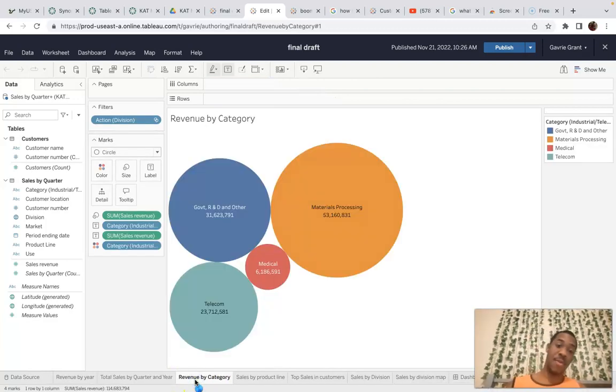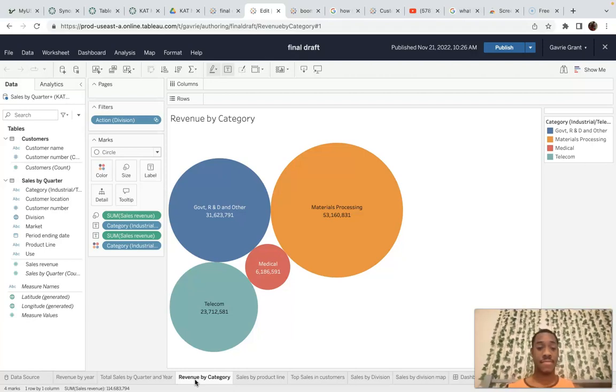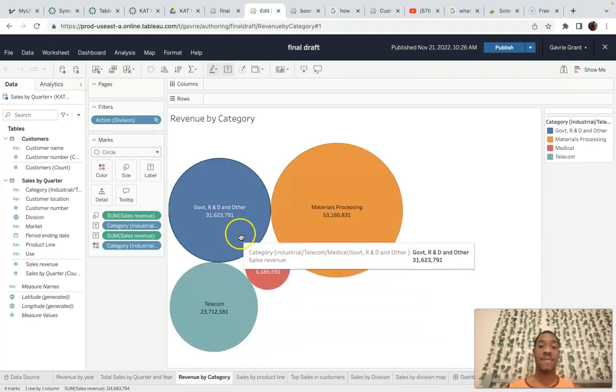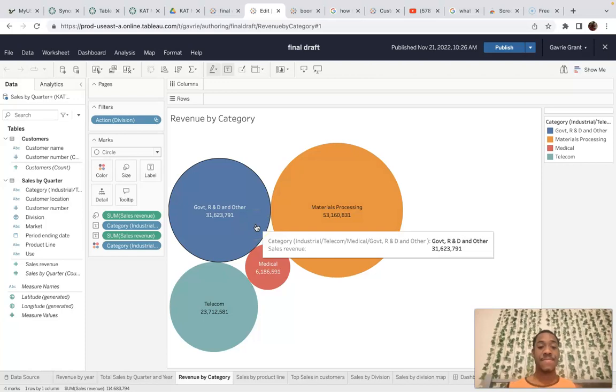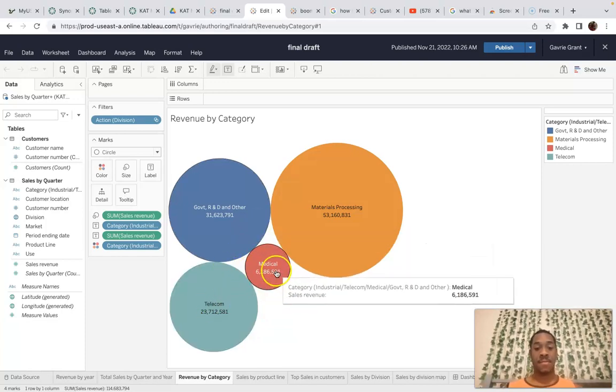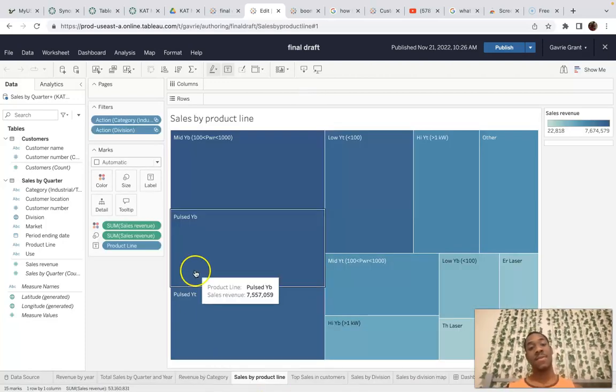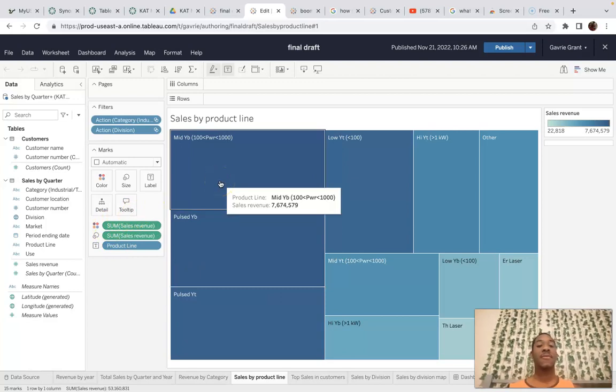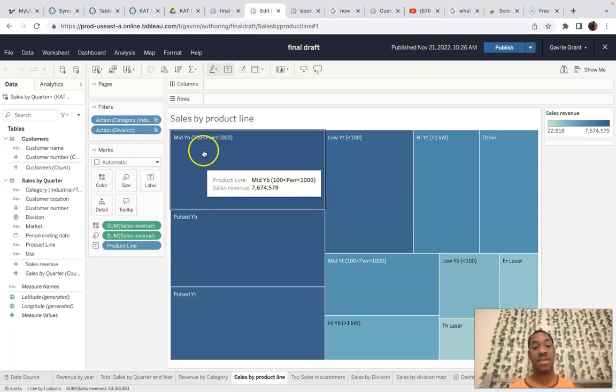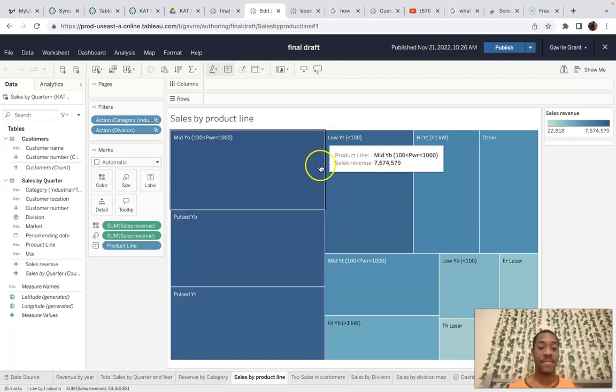This graph here will show the revenue that we made by each category. There's revenue that was made by the company. Medical made 6 mil, telecom 23 mil, stuff like that. Now this graph here is showing the sales by the product line. So these are the different products we had and the sales.